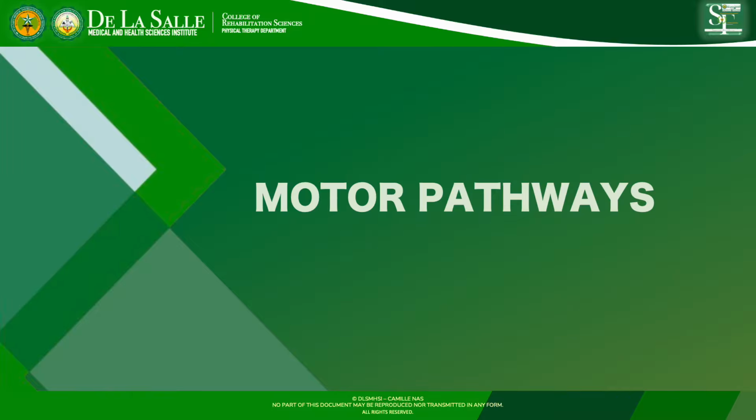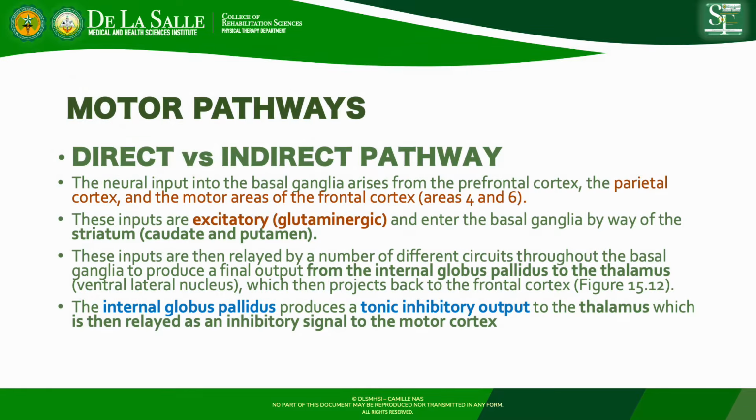So now let's talk about the motor pathways. We have two motor pathways, the direct and the indirect pathway. These pathways are neural inputs into the basal ganglia that come from the cortex, so from different areas of the brain, such as the parietal, frontal, and the motor areas of our brain. These inputs coming from the cortex are excitatory. They are always excitatory, and they use glutamate in order to produce that stimulus.